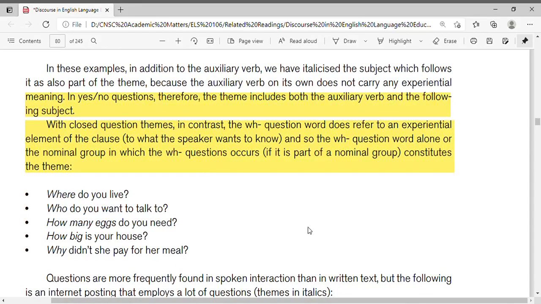For closed questions or the WH interrogatives, the WH word does refer to an experiential element of the clause, to what the speaker wants to know. And so the WH question word alone, or the nominal group in which the WH word occurs, if it is part of a nominal group, constitutes the theme. That's why in the following example, the WH words are italicized. And if there are nominal groups in it, they are also italicized because they are part of the theme. Example here, how many eggs do you need? There is a nominal group here, and so it is considered as part of the theme. So it's not only the WH word which is italicized in this example.